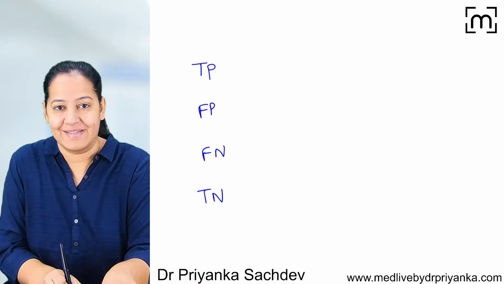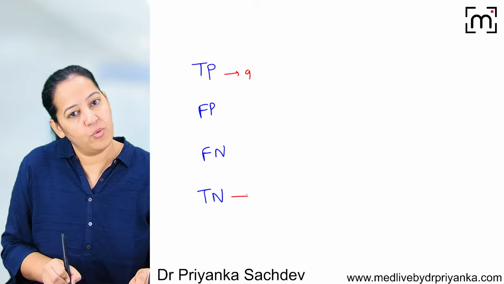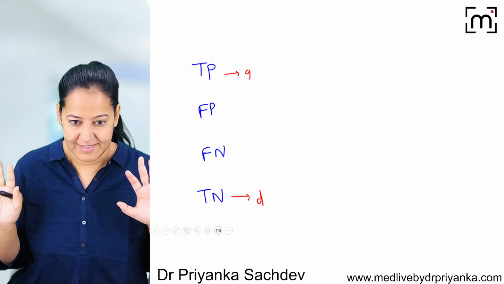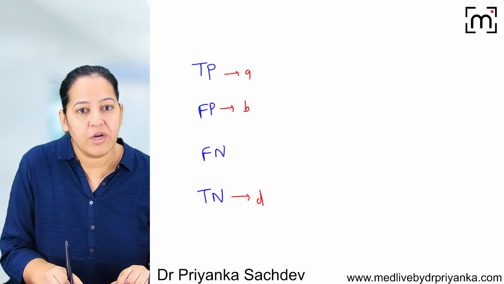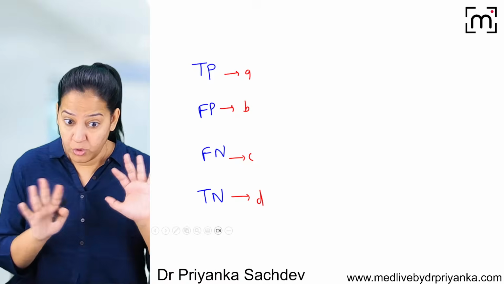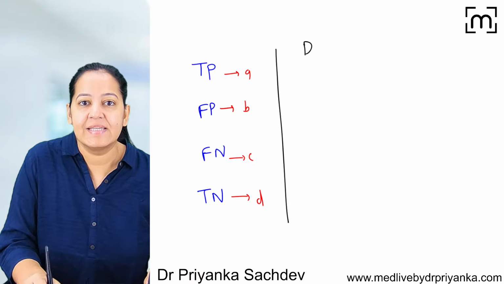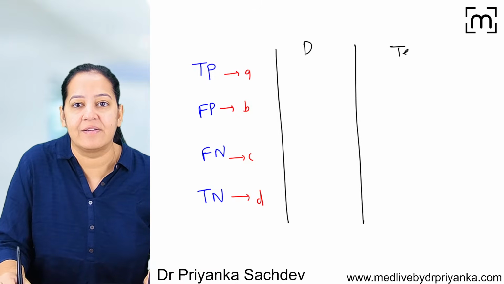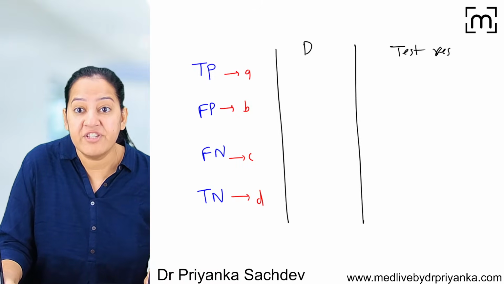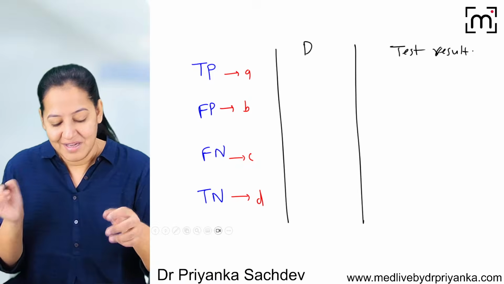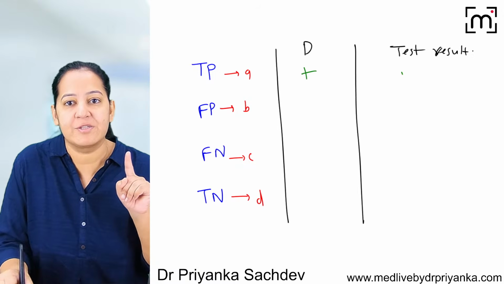We denote them by letters. True positive is known as A and true negative is known as D. There is no confusion in that. Please learn that. False positive is denoted by B and false negative by C. Don't change the layout in that table, as I told you. You have to see the disease and you have to see the test result. What is the test result? Which test? The screening test. What is the result? If both of them are positive, it's true positive.